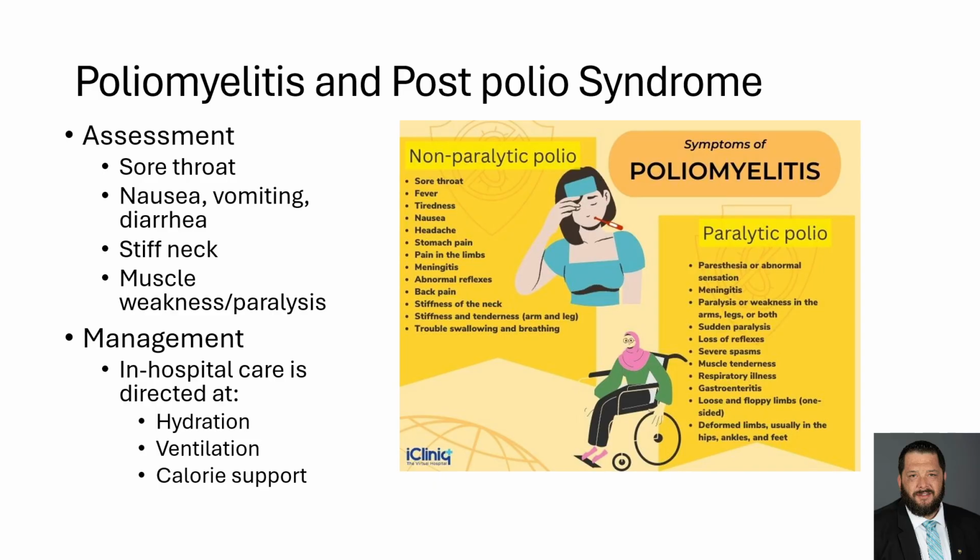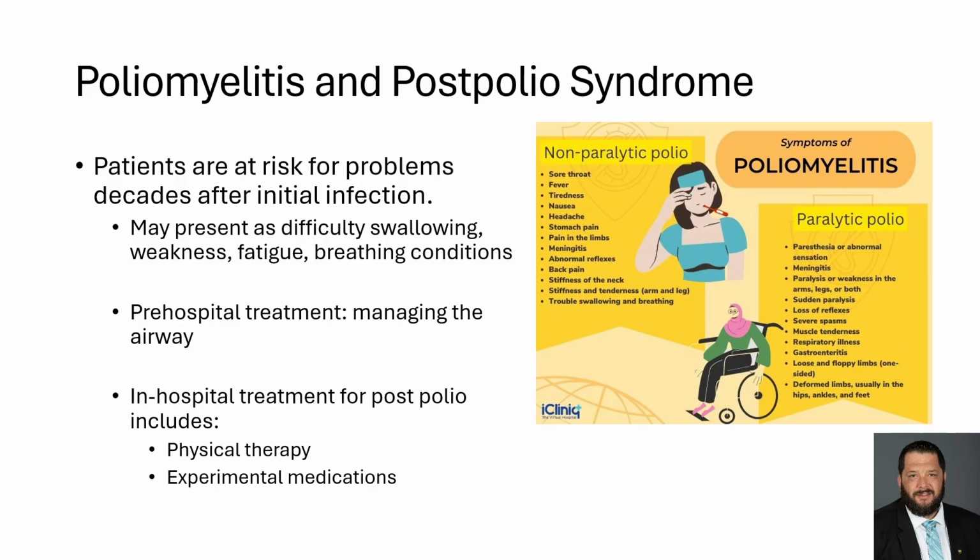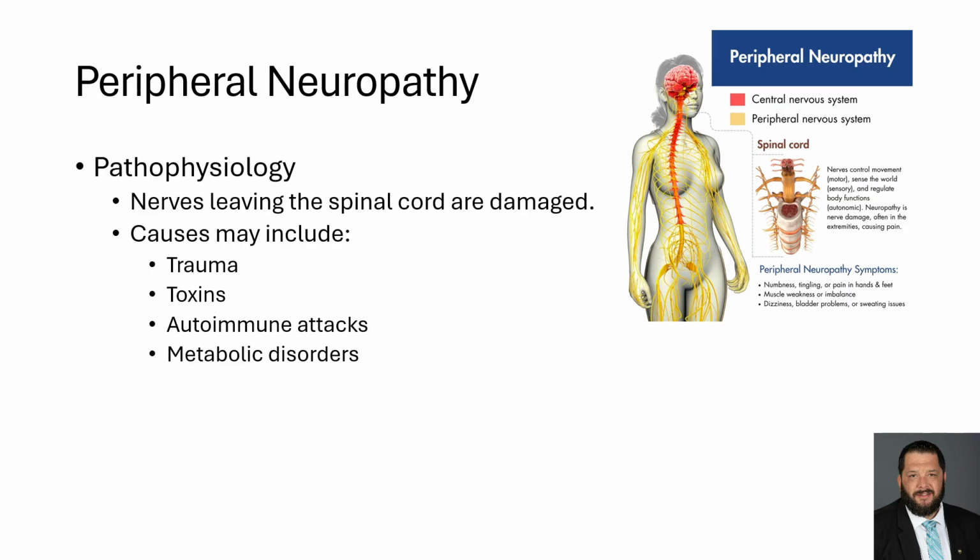Assessment for these patients includes things like sore throat, nausea, vomiting, stiff neck, muscle weakness, and paralysis. Supportive care in the pre-hospital world is kind of where we'll live with these patients. In-hospital care will be directed at hydration, ventilation, and caloric support to make sure that the patients are maintaining an adequate nutrient status. Patients are at risk for problems even up to decades after infection. They can present with muscle fatigue and breathing conditions. For those progressive patients, we'll be concerned with airway management, making sure that the patients are able to either maintain their own airway or ensuring that we have the interventions appropriate to maintain that airway.